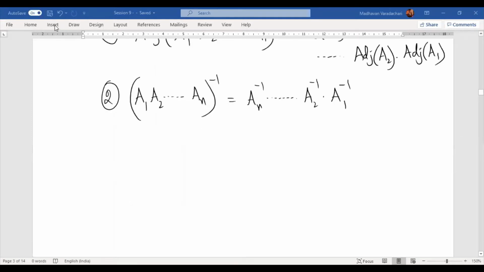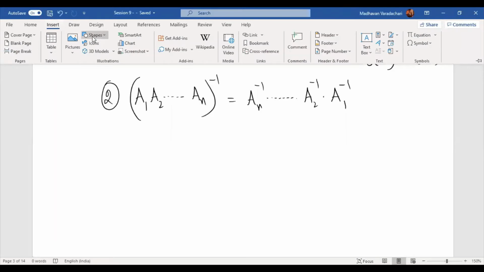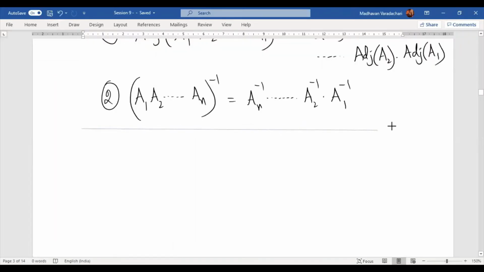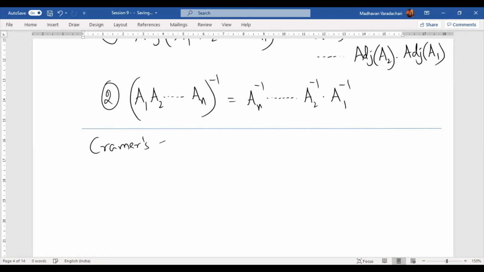Now let us do a new topic. It is Cramer's rule to solve a system of linear equations.